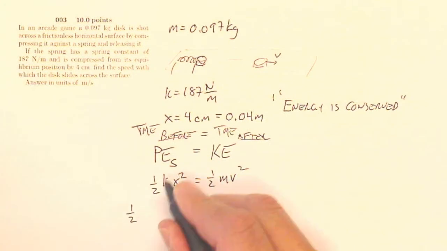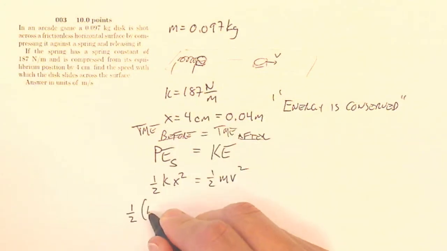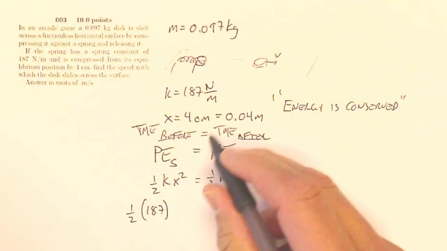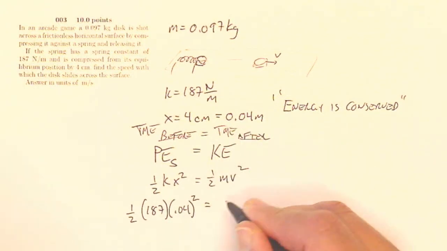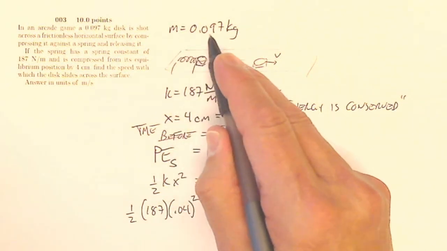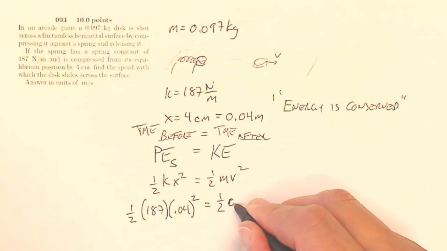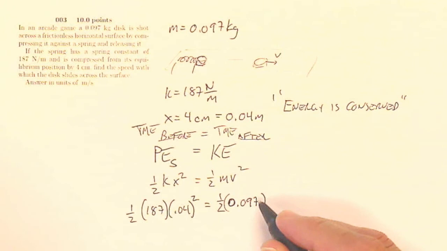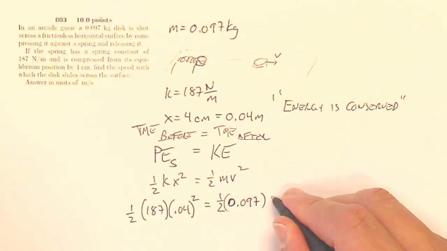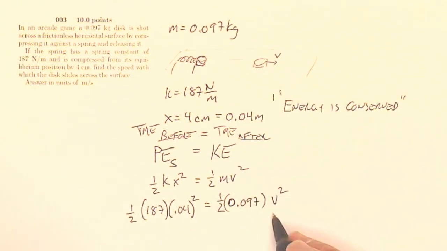So that's 1/2 my spring constant of 187, my x of 0.04 squared, equals 1/2 my mass, which is 0.097 kilograms, times my velocity squared, so that's v squared. So now I'm ready to plug in, solve, and solve for my velocity.